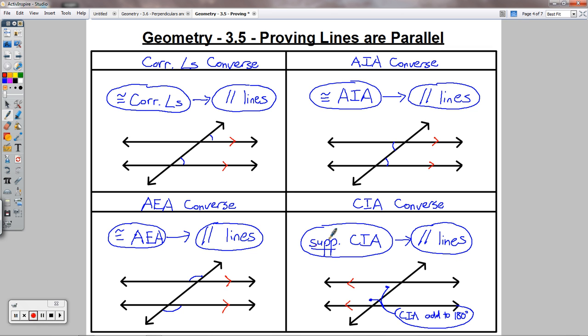So let's check out an example where we utilize this information to actually solve a problem.